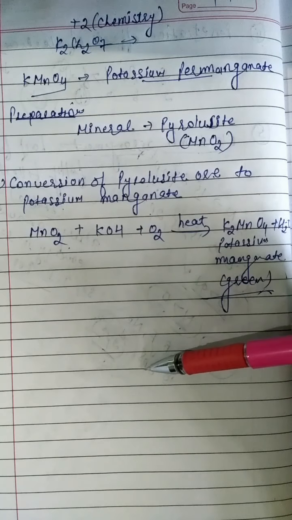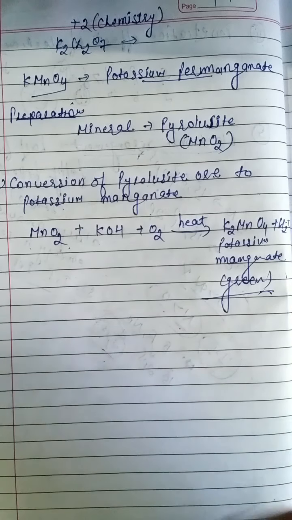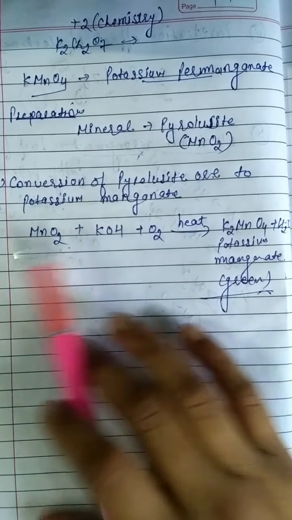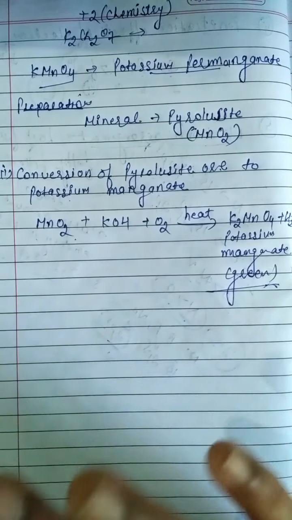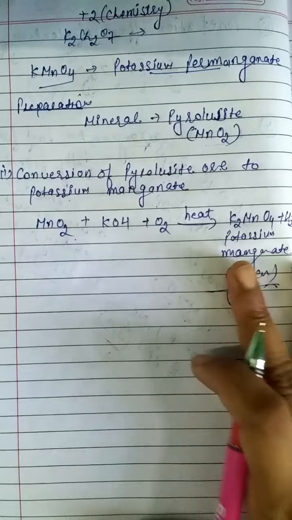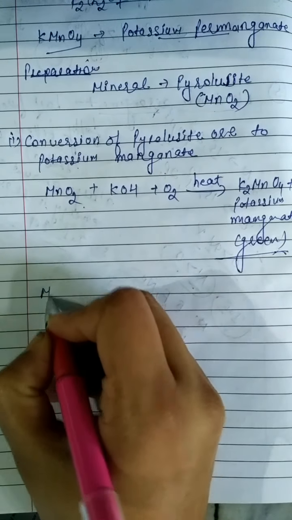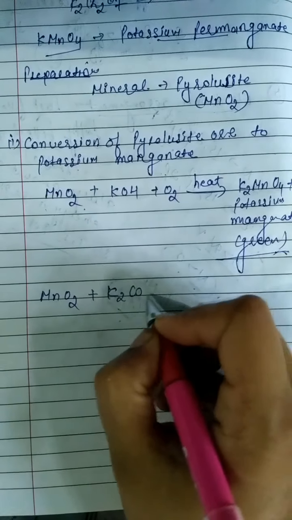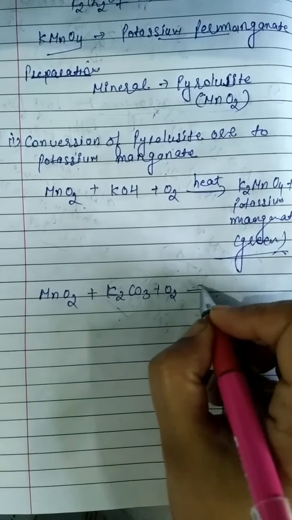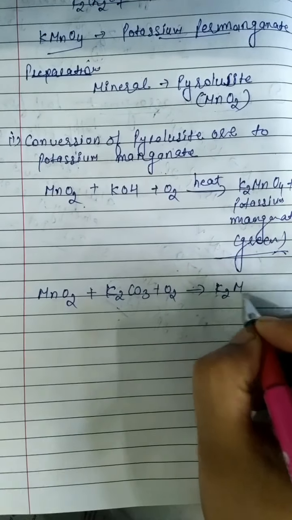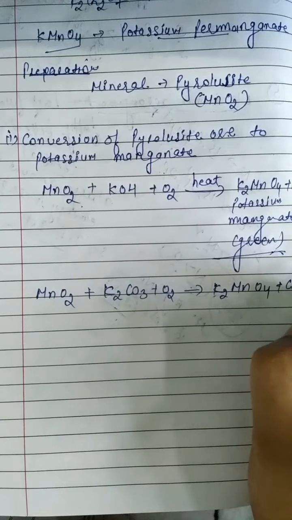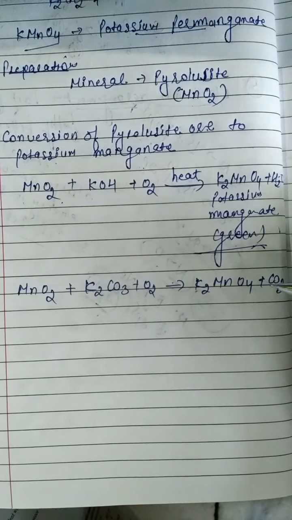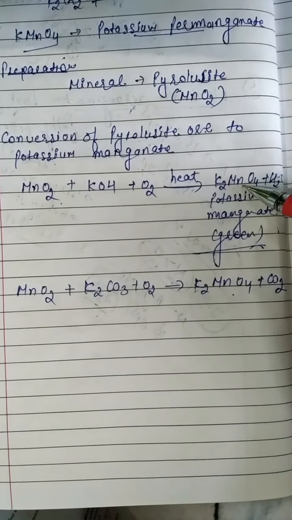There are three methods of preparation to convert pyrolusite into potassium manganate. You can do any one. The second one is MnO2 plus potassium carbonate plus oxygen, which is converted into potassium manganate, and carbon dioxide is eliminated. In this also we have prepared potassium manganate.